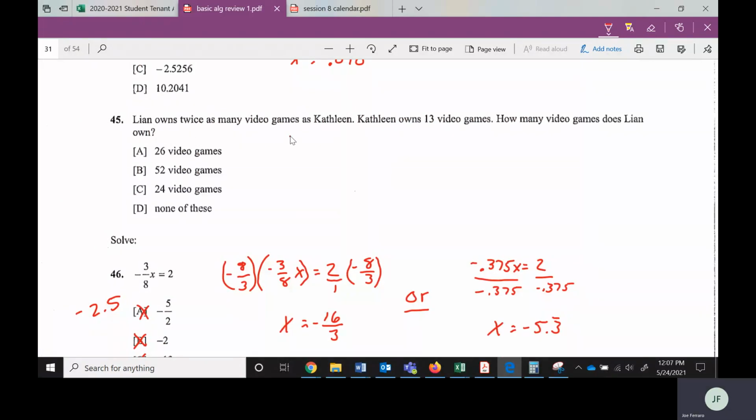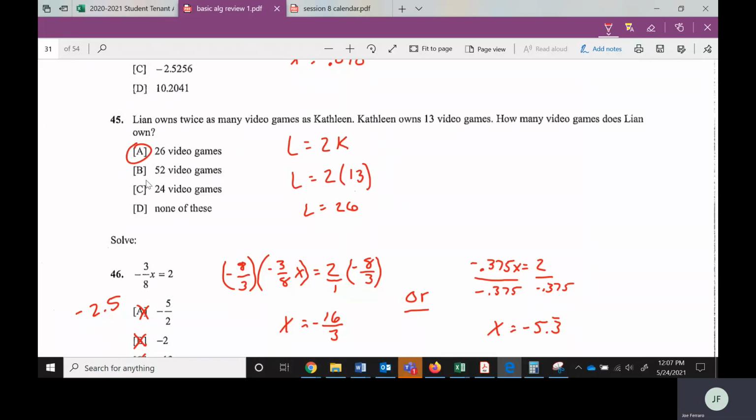It says Leon owns twice as many video games as Kathleen. So Leon is 2 times whatever Kathleen is. Then it says Kathleen owns 13. So Leon's going to have 2 times that. So in for Kathleen, we're going to put these 13. And then all we do is multiply that. We're not even really solving for a missing variable. We're just figuring out the math. And there it is.